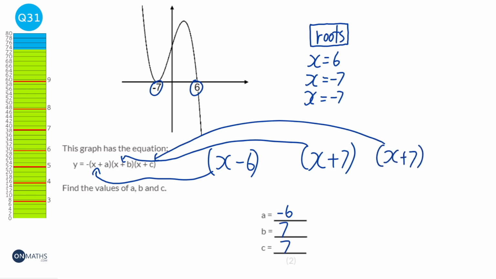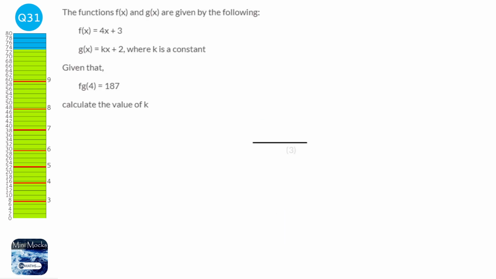Now, you might ask the question, how do you know which is a, which is b, which is c? Actually, it doesn't matter. We could put a at -6 and a at 7 and b at -6 and c at 7. As long as one of these is -6, and two of these are 7, you'll always get the right answer. We're going to first of all work out what the function fg of x is.